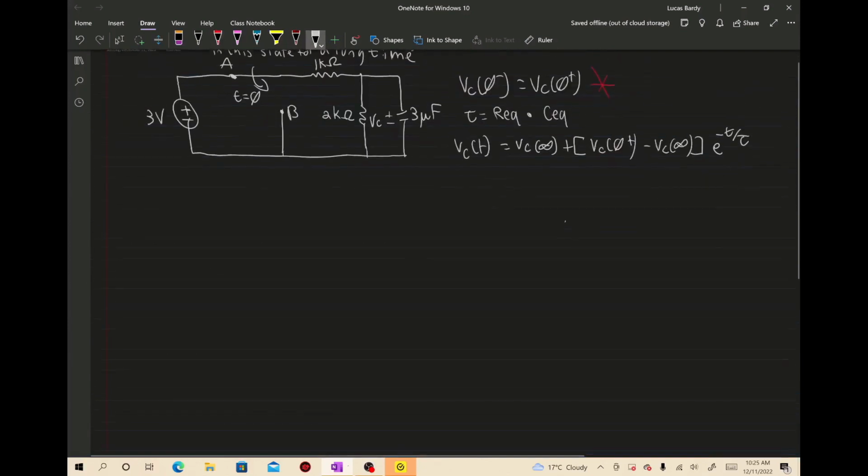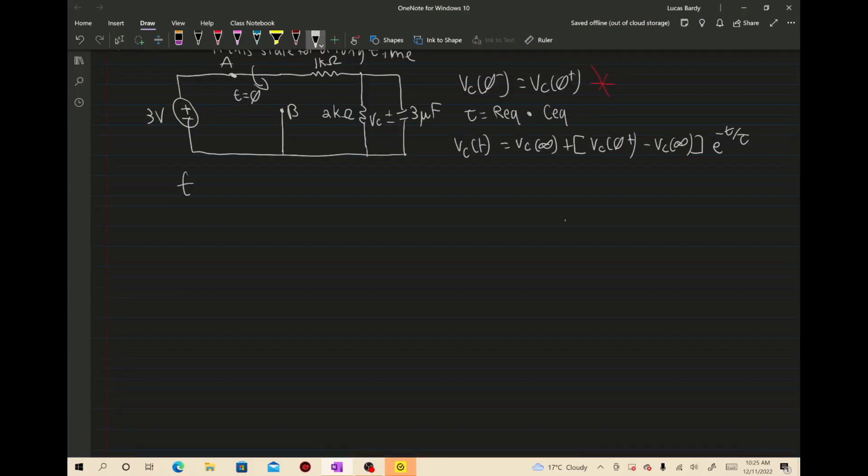To find these, we need to look at the circuit when t is less than 0. Now, this is where the fact that it's been in this state for a long time comes in. It simply tells us that the capacitor is acting in a DC situation. It's done charging, which means it's not a capacitor. It actually functions as an open wire. And so that means no current is going to be going through it.